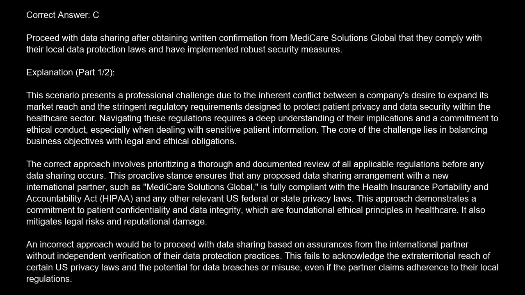The correct approach involves prioritizing a thorough and documented review of all applicable regulations before any data sharing occurs. This proactive stance ensures that any proposed data sharing arrangement with a new international partner, such as Medicare Solutions Global, is fully compliant with the Health Insurance Portability and Accountability Act, HIPAA, and any other relevant U.S. federal or state privacy laws. This approach demonstrates a commitment to patient confidentiality and data integrity, which are foundational ethical principles in healthcare. It also mitigates legal risks and reputational damage.